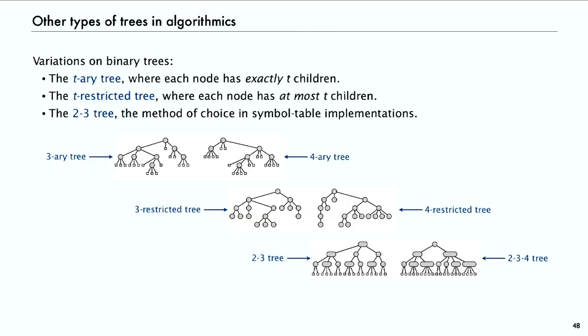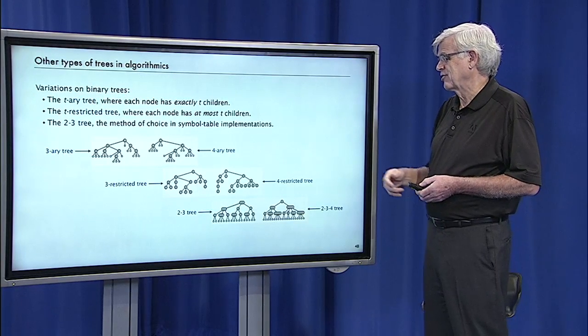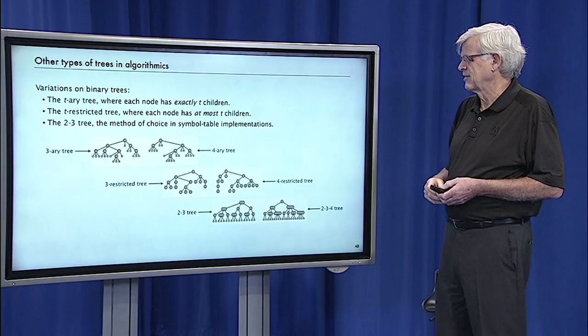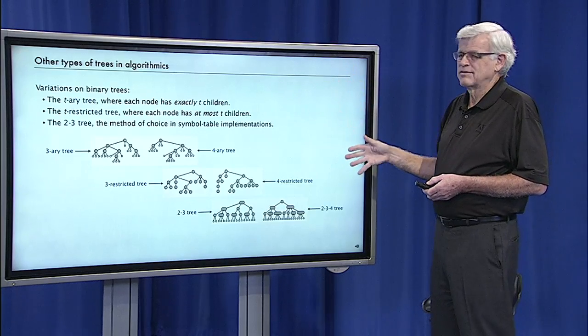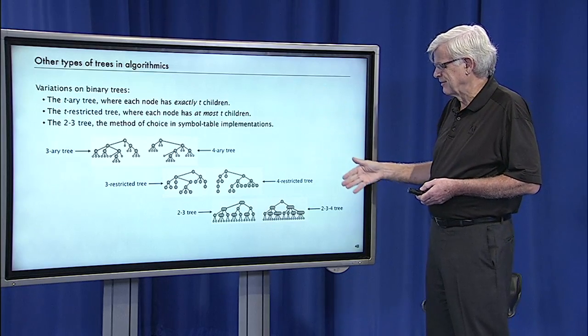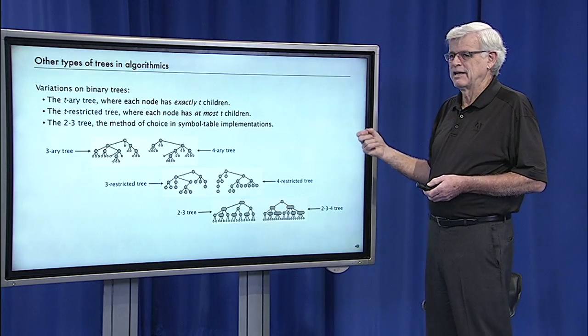And then there's something called the 2-3 tree, which is actually the method of choice in symbol table implementations, and that also generalizes to multiple. That's where you can have more than 1 key per node. It's kind of a strange structure, but actually it's easy to represent as a binary tree, and I'll show that in a second. And again, all of these are going to give rise to enumeration problems for any value of T, path length, and all sorts of other things that we might want to analyze.